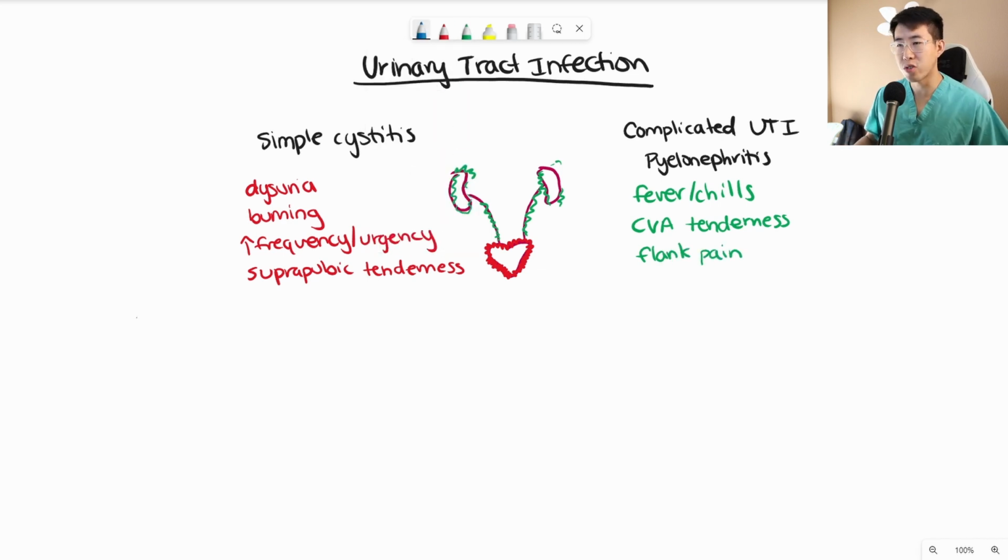In terms of the treatment for both these conditions, I like to separate it into two categories. You'll have what you'll do on the inpatient side of things, and then you'll also have what you'll do on the outpatient side of things.